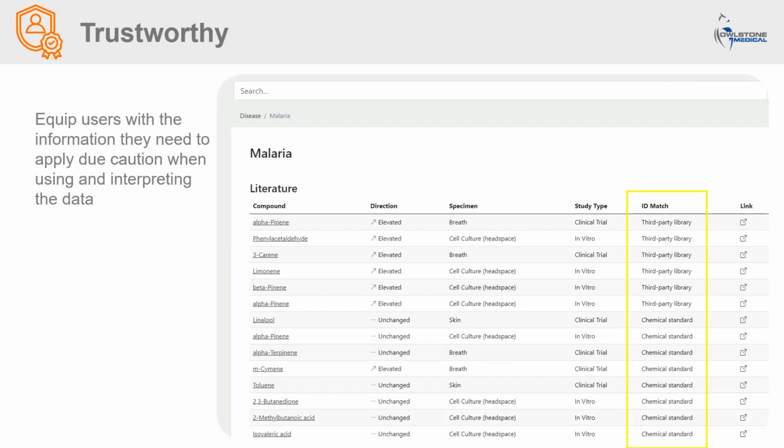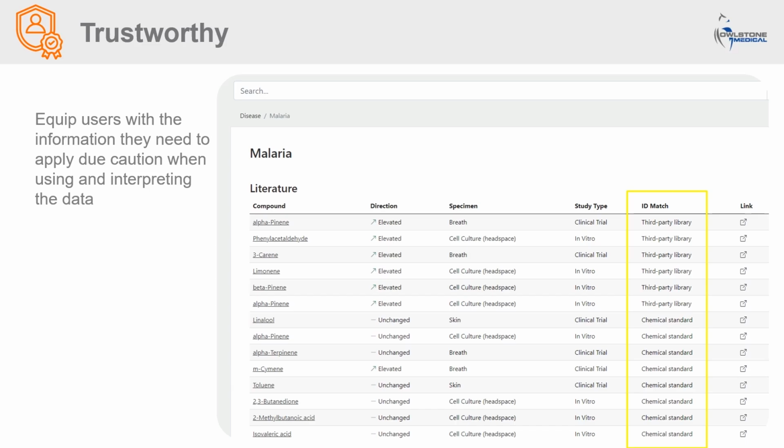Another example of how we ensured Atlas is trustworthy is around how we handle third-party literature. In Atlas, we provide literature references. Here, for example, when you search for malaria, we list out VOCs that have been reported in literature as associated with malaria, and we provide links to those literature references.